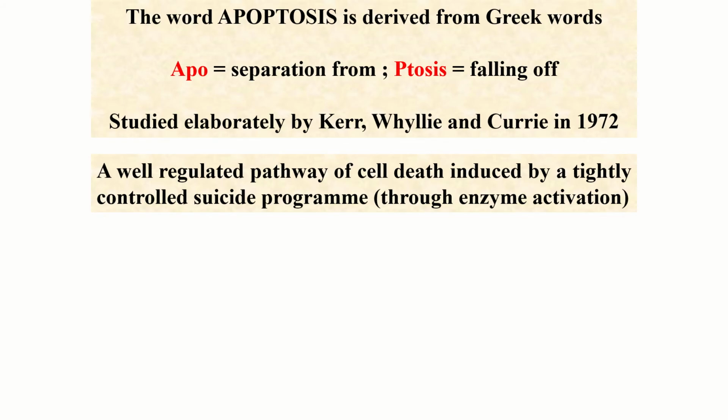Okay. Now, before we come to the main point of discussion, let's first see from where this word originated. The word apoptosis is derived from the Greek word apo, which means separation from, and tosis means falling off. This phenomenon was elaborately studied by Kerr, Wyllie, and Currie in 1972.